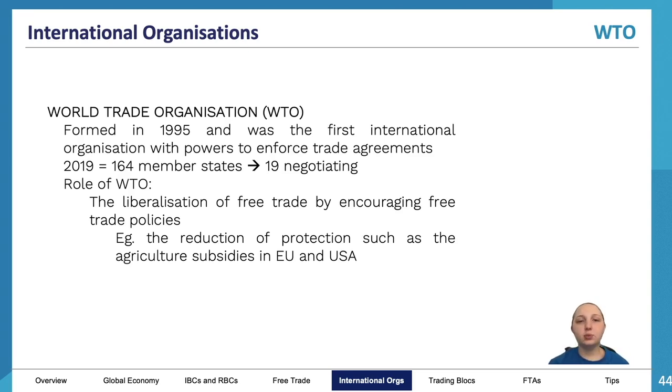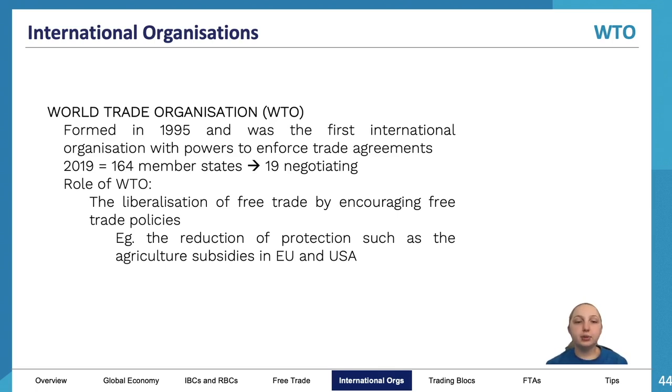Important to know with international organizations are some key facts about them, their role, whether they're good at it, whether they're bad at it, and also some examples of things they've actually done. So the WTO was formed in 1995, and it was the first international organization that actually had power to enforce trade agreements. As of 2019, there were 164 member states with 19 states negotiating.